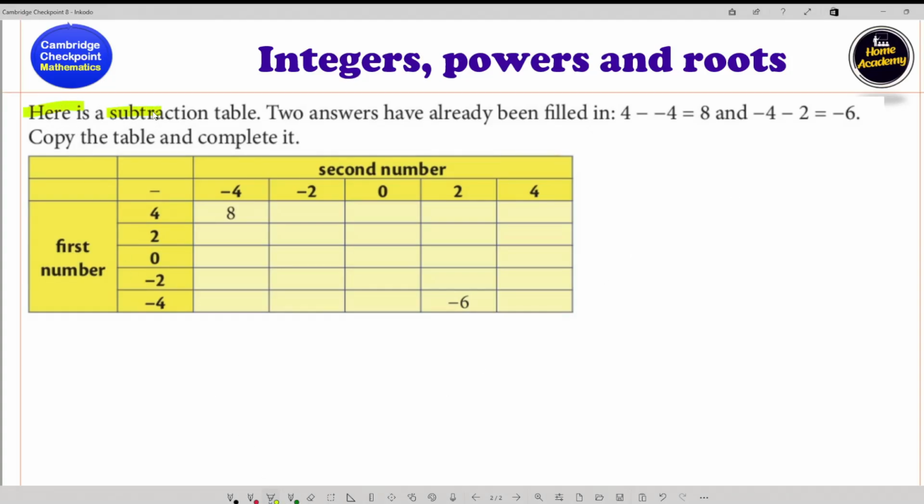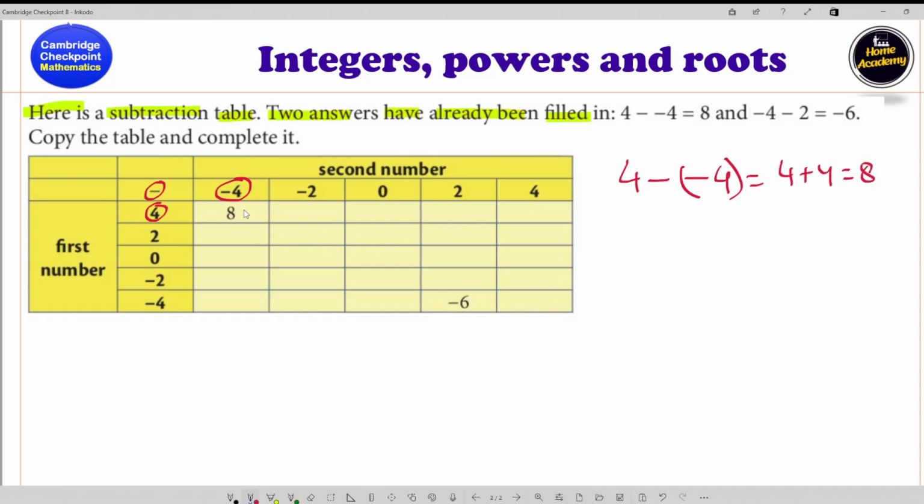Here is a subtraction table. Two answers have already been filled. Like here is 4, this one is minus. So 4 minus and minus 4. Minus 4, the answer is 8 because minus and minus is plus, so 4 plus 4 is 8.